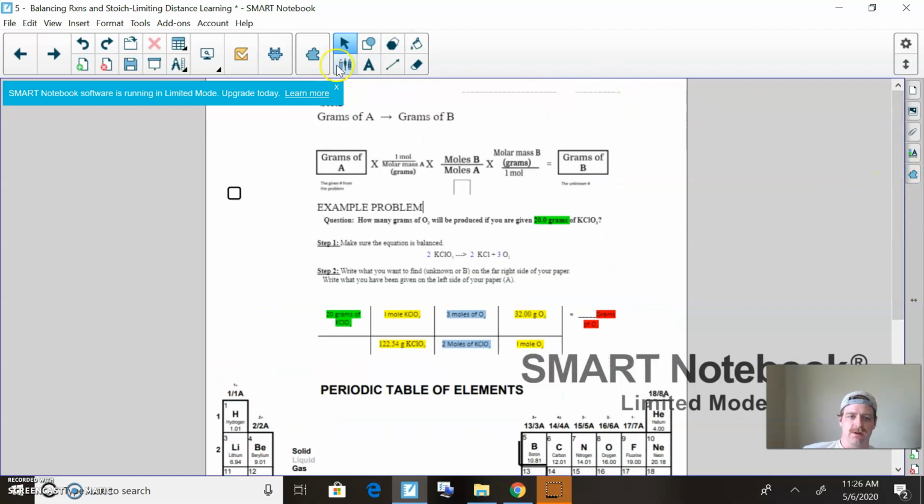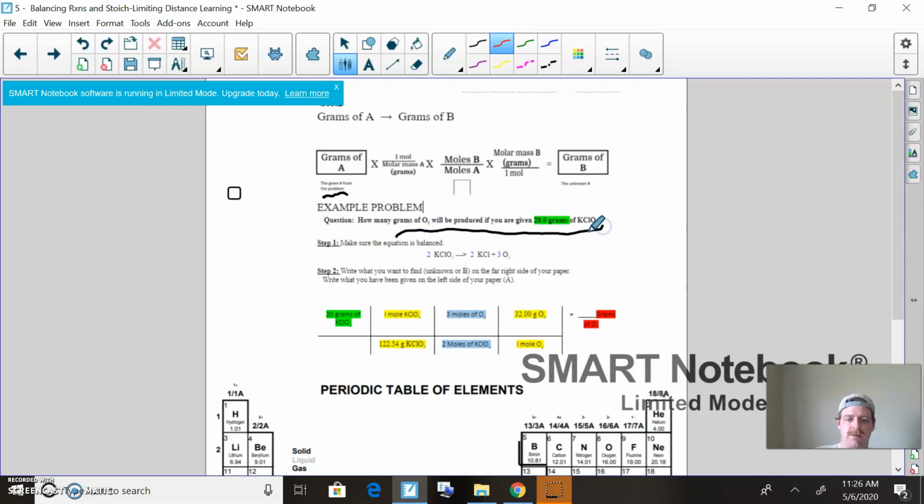Whatever you are given, this is your map, the given number from the problem. So in this case, how many grams of O2 would be produced if you are given 20 grams of potassium chlorate? So we want to figure out how much of that we will make if we had 20 grams. Whatever number they give you goes right here, and we always set that up for you. So that's something you need to know: we inputted that there for you in this bracket.